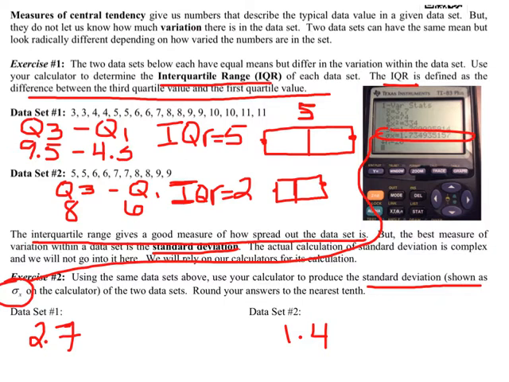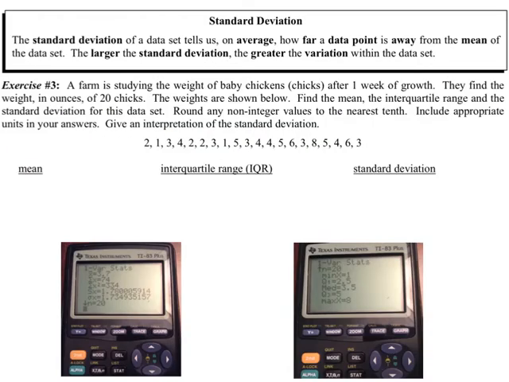Like we said, data set number 2 had a smaller spread of data, or variation in data, and that is proven by my standard deviation of 1.4. It is clearly smaller than 2.7. The standard deviation of a data set tells us on average how far a data point is away from the mean of the data. The larger the standard deviation, the greater variation within the data set.